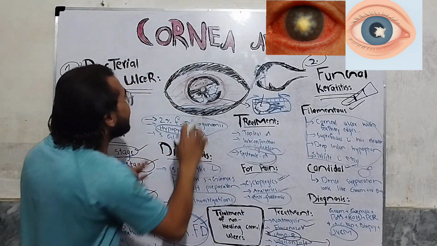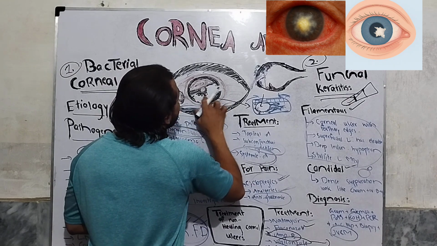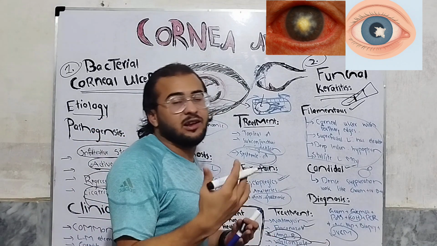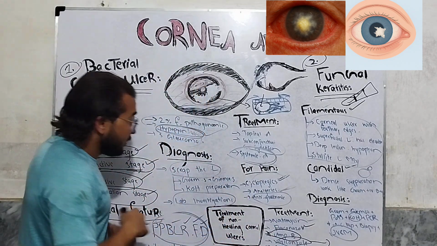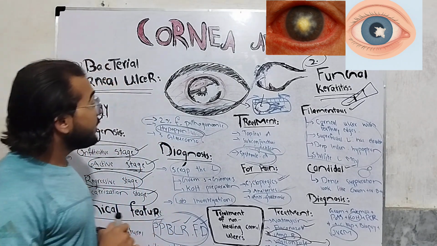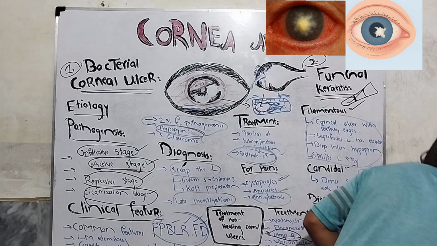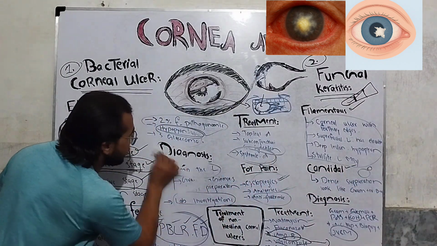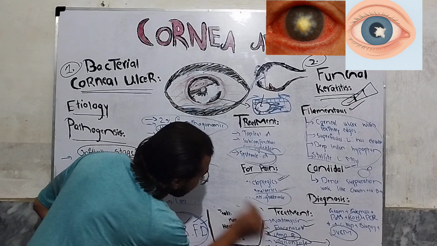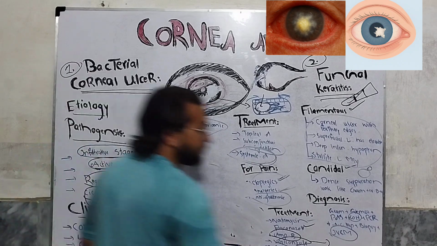But if the ulcer is not healing, whether it is bacterial or fungal, what will we do? So what are the treatment options for the non-healing corneal ulcers? The treatment options are multiple.